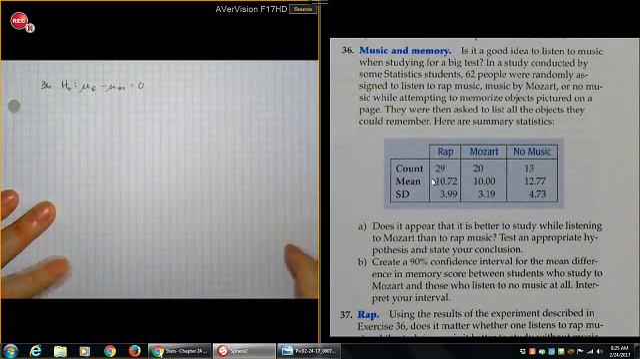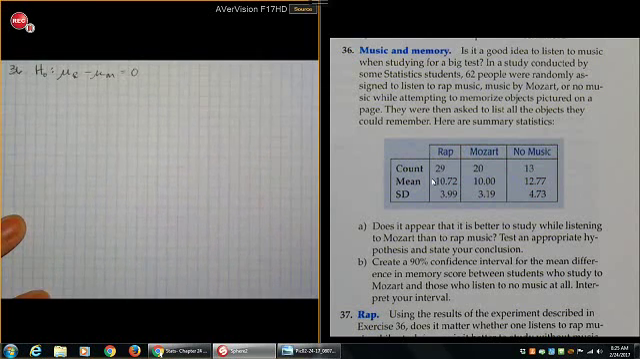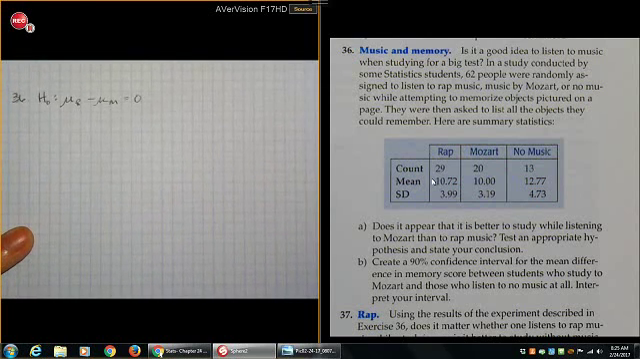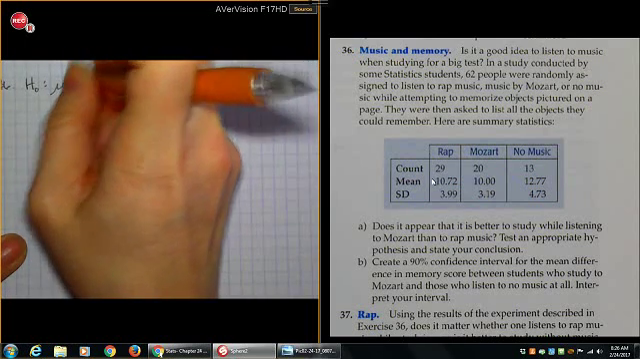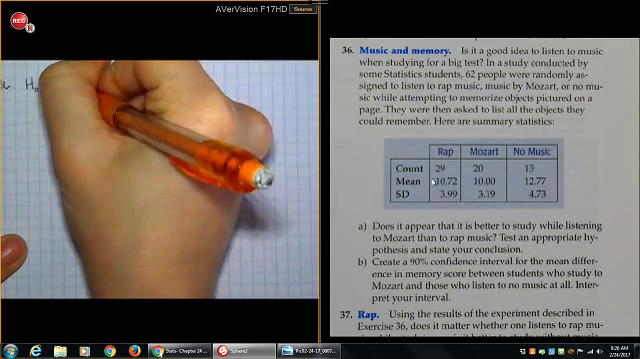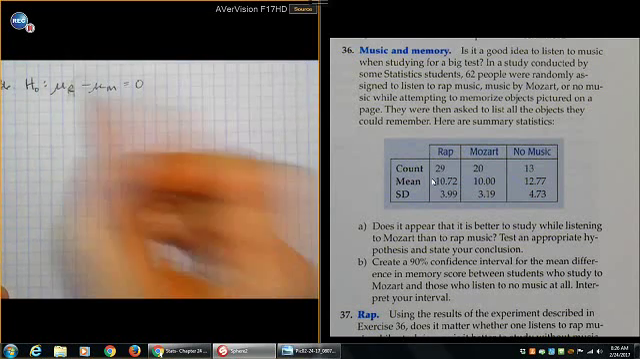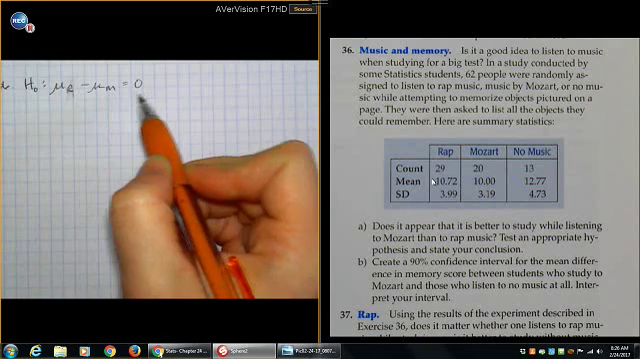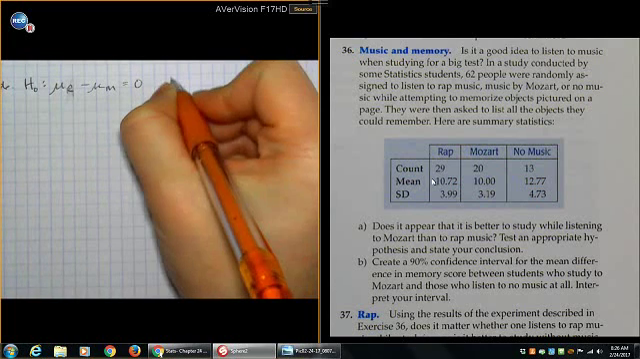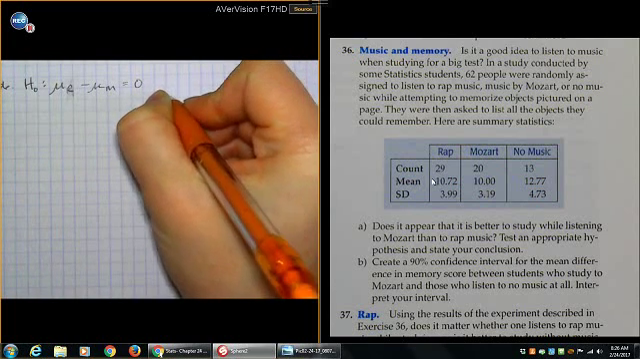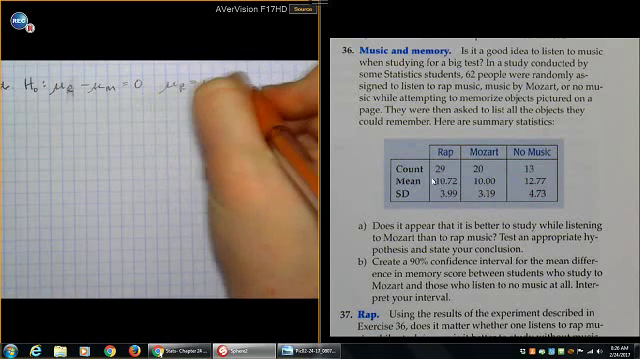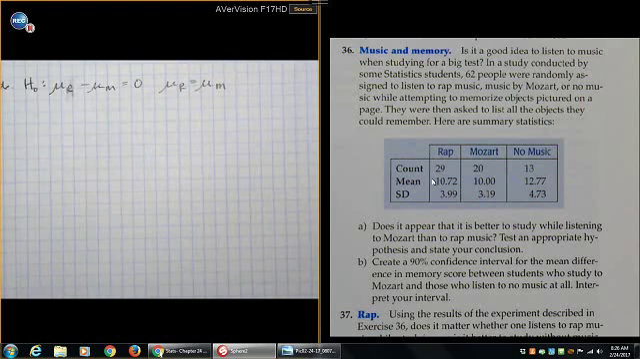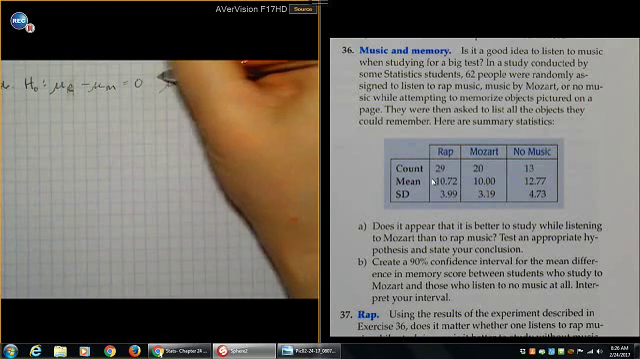The other way that you can write that, and I'm going to zoom in a little bit on that because that's kind of small, you can see how funky my R looks. So the mean for R minus the mean for Mozart equals 0. The other way you can write that is the mean for the rap group equals the mean for the Mozart group. Either one of those is fine.